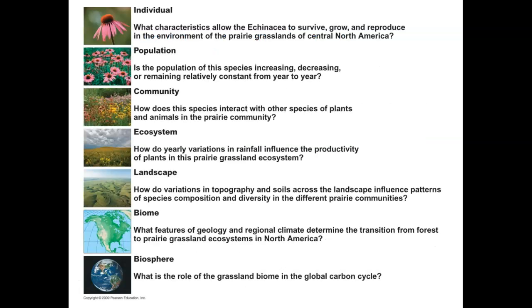So just to recap, the different levels that we will talk about during the semester are the individual, the population, the community, the ecosystem, the landscape, the biome, and the biosphere. Those are the different measures.